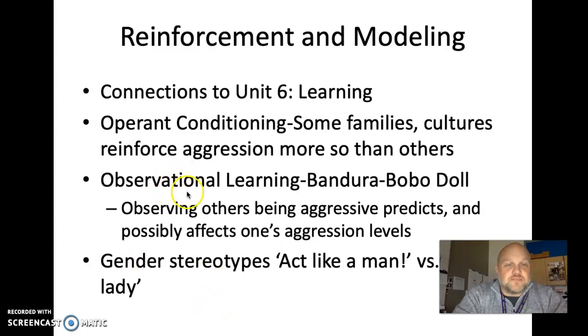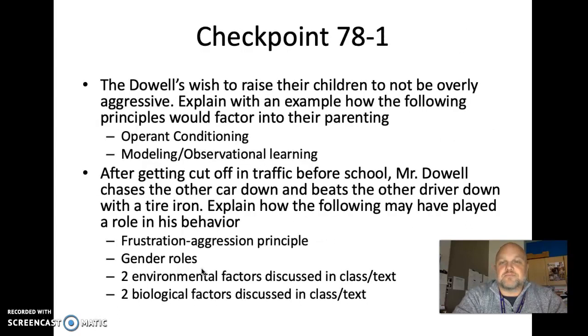Observational learning. If you watch other people act aggressively and they get rewarded, whether this is in day-to-day life or if you're watching a movie, that increases the likelihood that, not everybody, but for some people, you would be aggressive as well. And then gender stereotypes, the whole act like a man versus be a lady kind of thing as well, which we'll get into a little bit more in the next unit.